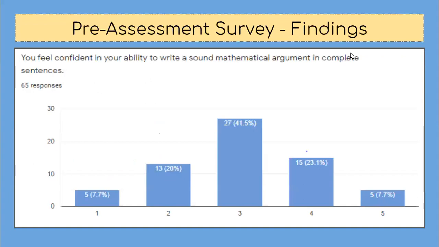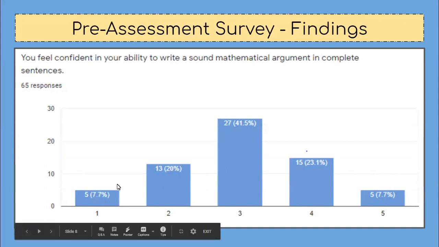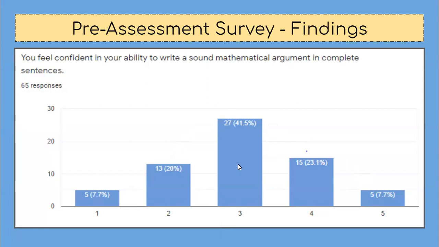So to go over what I found in the survey, I'm just going to highlight a couple of things from the survey. One of the questions I asked the students to rate themselves on is: you feel confident in your ability to write sound mathematical arguments in complete sentences. As you can see here, we have that nice bell-shaped curve where most of our students don't strongly agree with that statement, but they don't strongly disagree with it either. They're kind of in the middle.